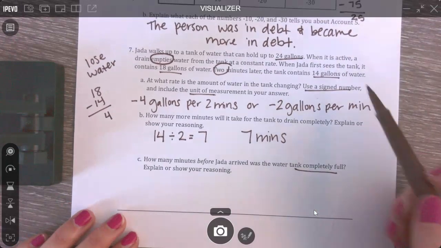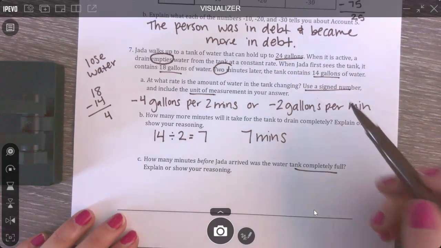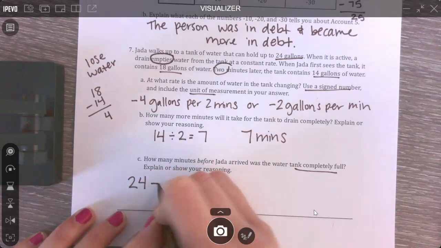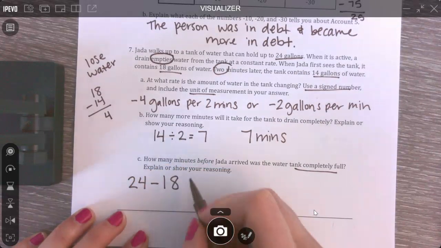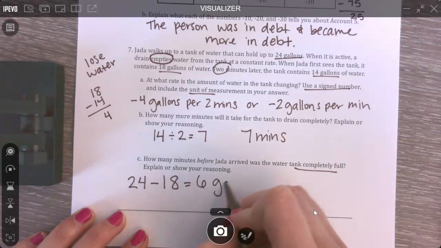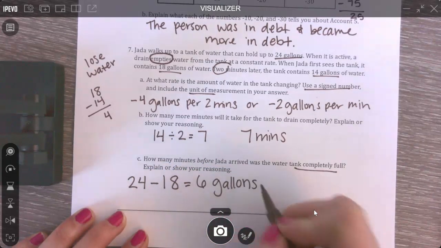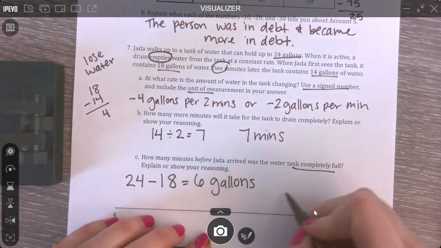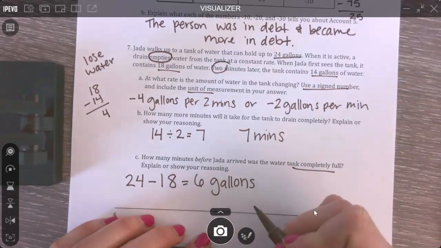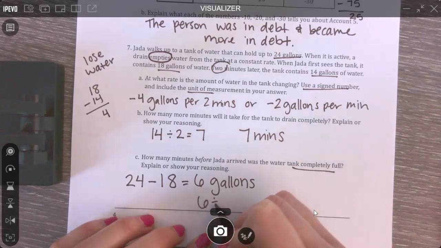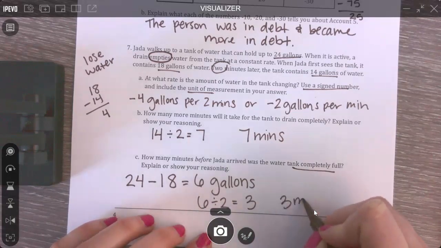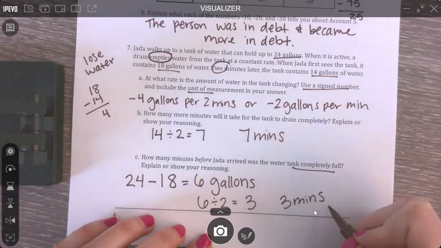Well, going back to our problem, how much could the tank hold total? 24. So I'm going to think, okay, well, the total is 24. I know I only have 18 left. So I have 6 gallons that I need to replace. Or go back in time and figure out how many minutes before did I have those. Well, if every minute is 2 gallons, I just do 6 divided by 2. So it should take 3 minutes back in time.